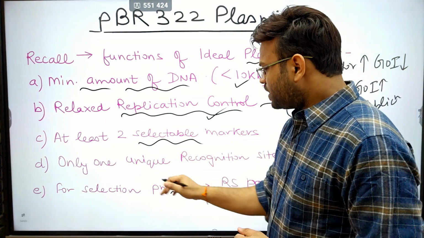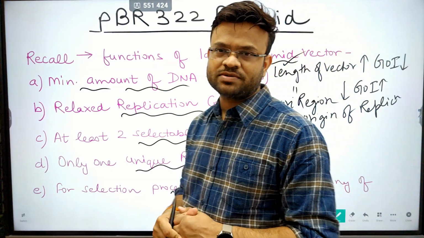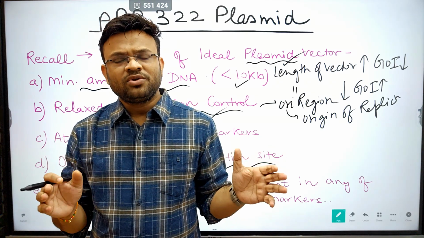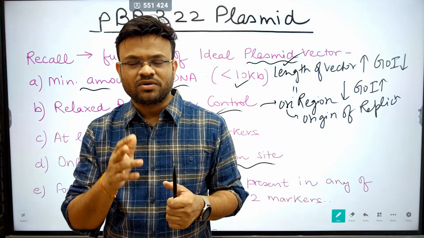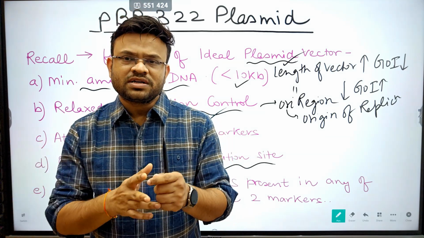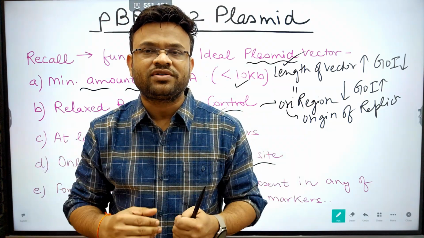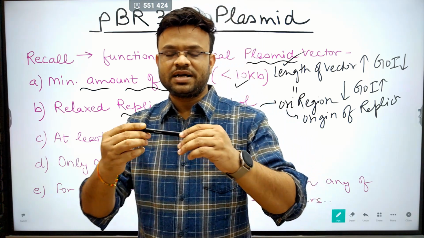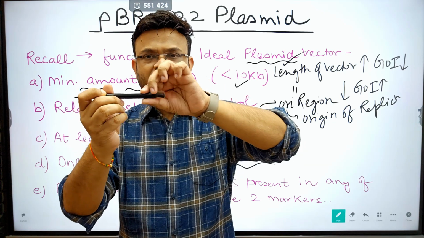Next, only one unique recognition site. Now, what do you understand from this? Unique recognition site. You might know that vectors have unique sites at which the restriction enzymes will be cleaving. Once the restriction enzyme cleaves at that site, you can introduce your gene of interest in that particular site, right? So suppose, for example, this is my gene of interest. Suppose, let us say that this is my vector. It is in continuation, right?